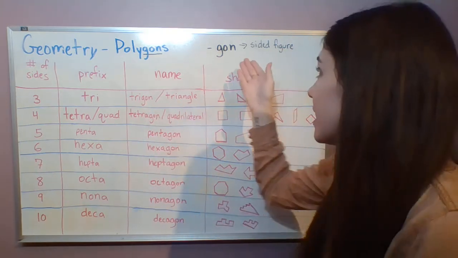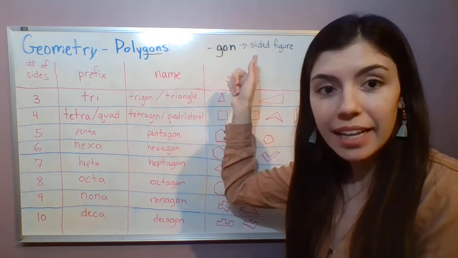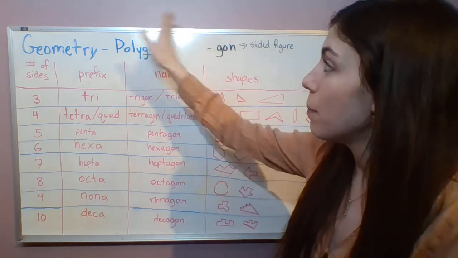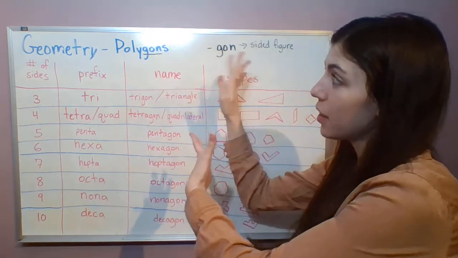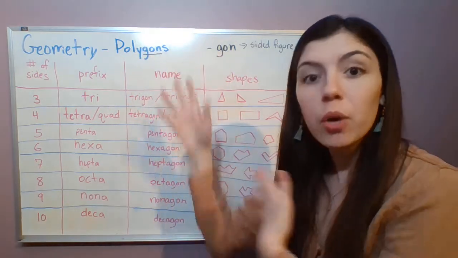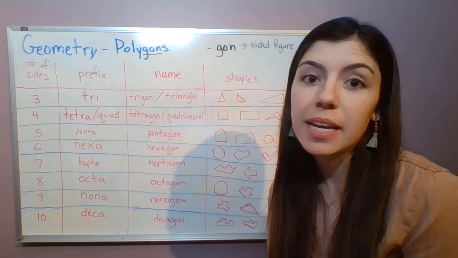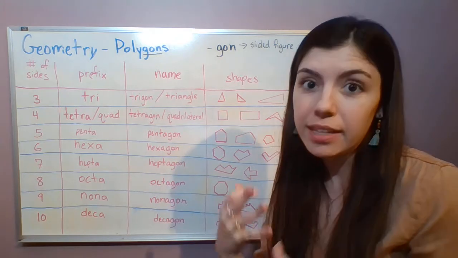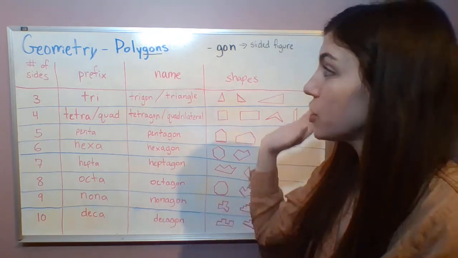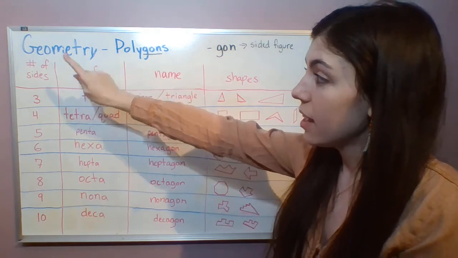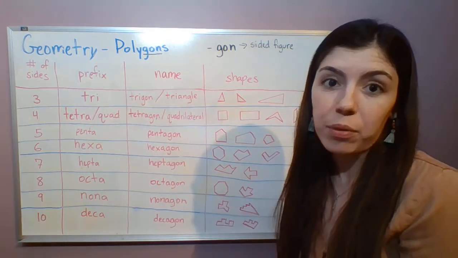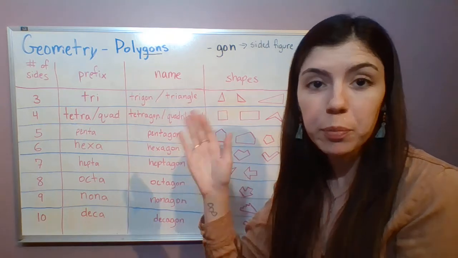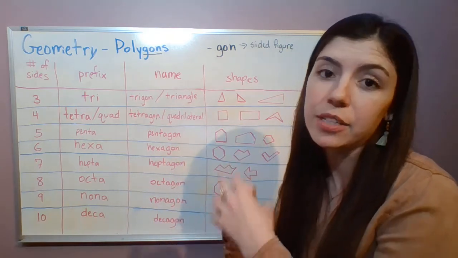So the suffix is gon. So that means sided figure. So in polygons, poly actually means many. So when you put it together, it means many-sided, which we know from one of the requirements, it being at least 3 line segments, it's going to be many-sided. So we are going to look at 3-sided through 10-sided polygons and see how the sides affect the prefix and affect the name in total.